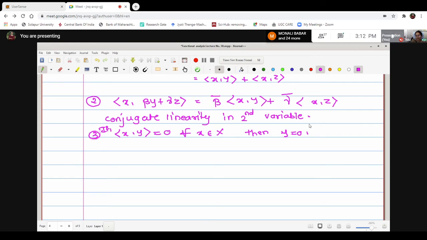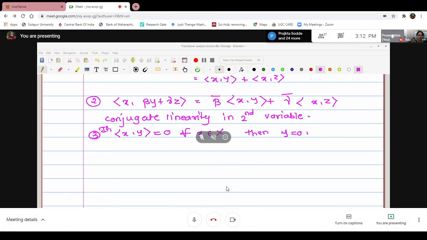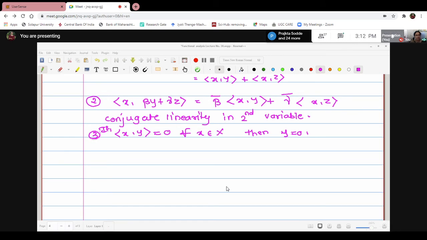Therefore, one vector we should have fixedly 0. Therefore, if the inner product of x with y is equal to 0 for all x in X, then y must be 0. One of the vectors must be 0. This is what we want to say. Okay, these are the properties we have seen of the inner product.